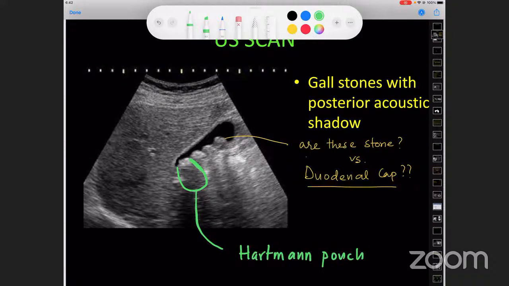You can see the acoustic shadows that go behind the stone. So that is the first thing.